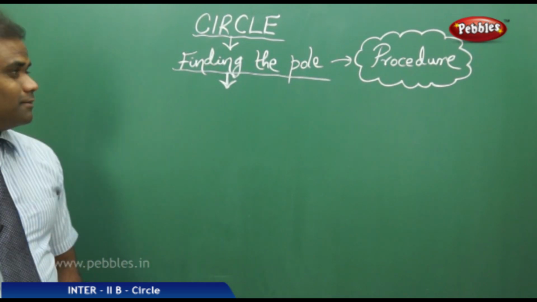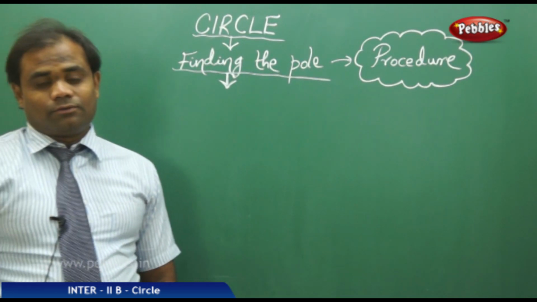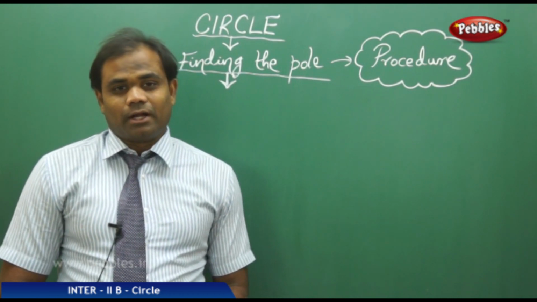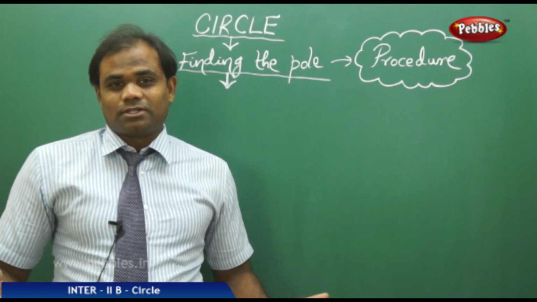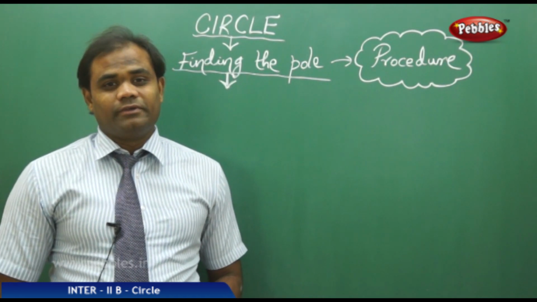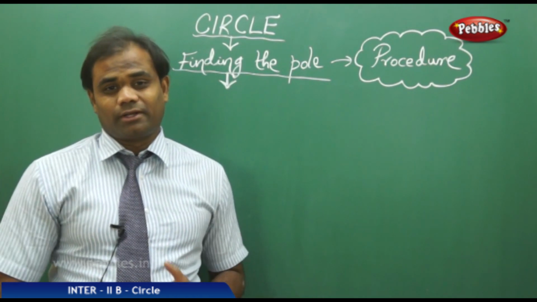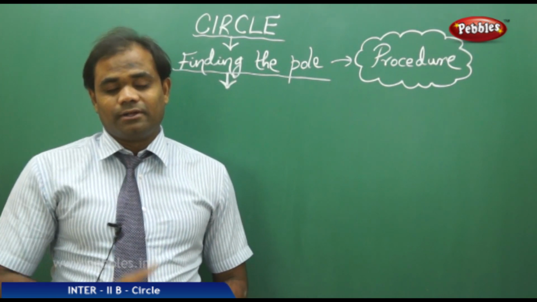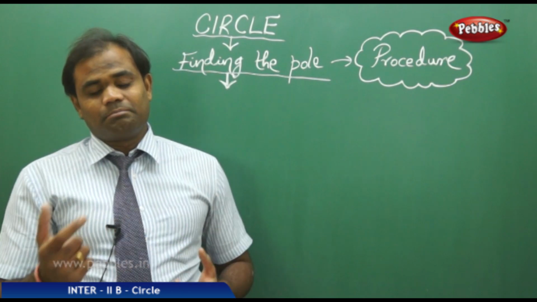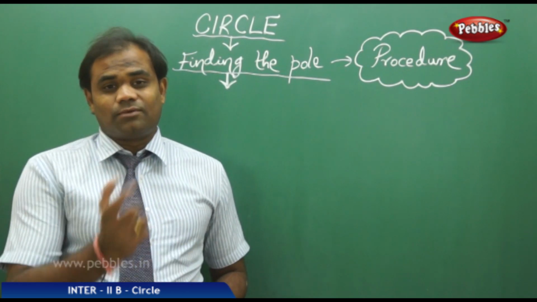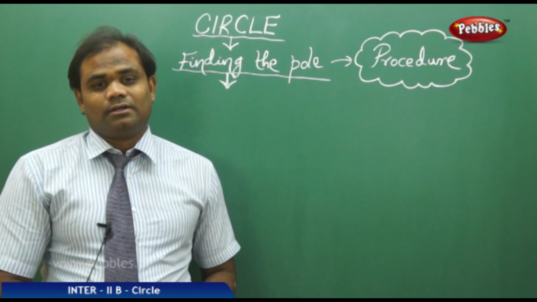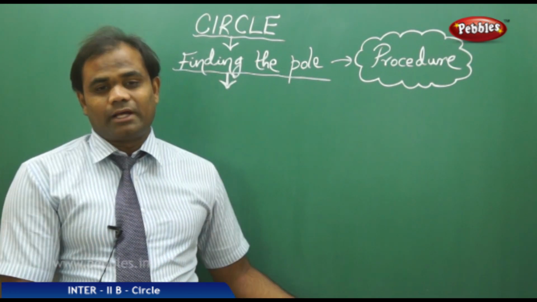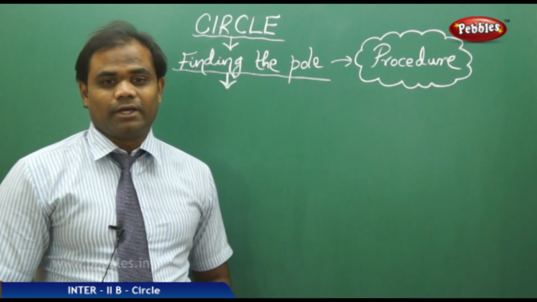Now next, we'll see how to find the pole. Finding the pole is one of the important concepts, because finding the polar is obviously done by using the formula S1 equal to 0, which is by direct substitution of the point into the circle. But what about the reverse process, if I give the polar and then I want to find the pole for the circle? So let's see how I can use the reverse process in finding the pole when a polar is already given.